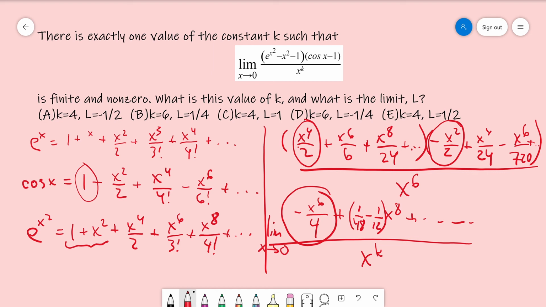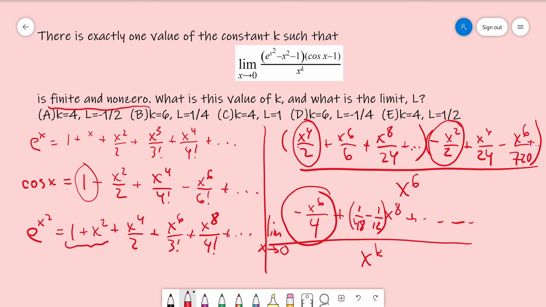And if we take k that's bigger than 6, like 7, then the x to the 6 is going to cancel out, and we'll have 1 x left over in the denominator, which means that when x goes to 0, we're going to have an infinite limit. So that's no good either, because we want it to be finite, like it says in the problem, finite and non-zero. So the only choice is that k is equal to 6.